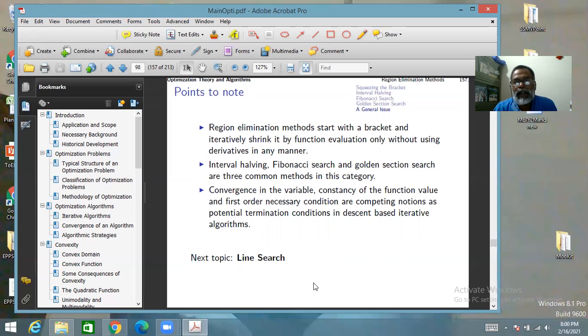So in the next lecture, we will study an important topic called line search, which is based on single variable optimization, but has application for multivariate optimization.